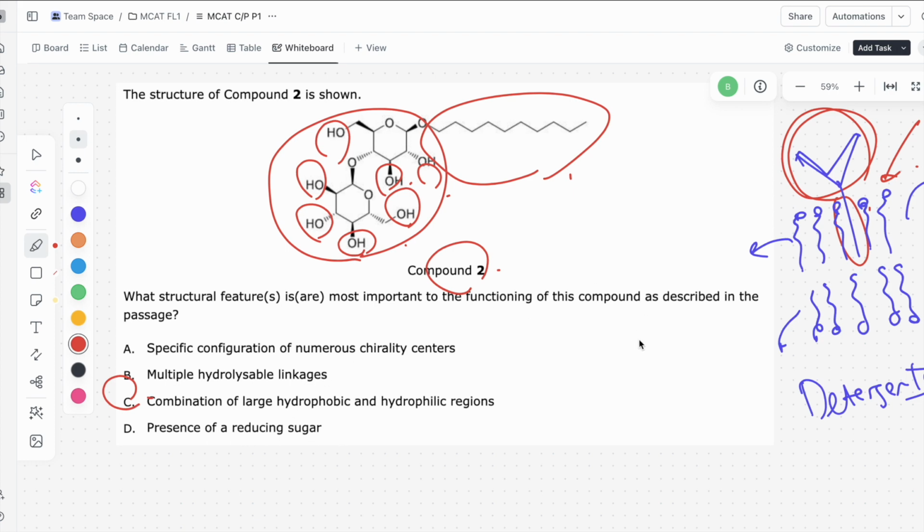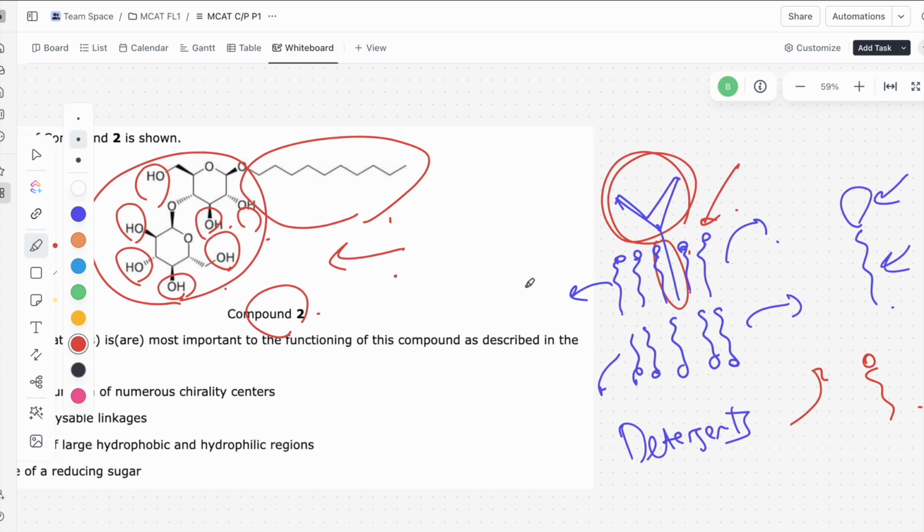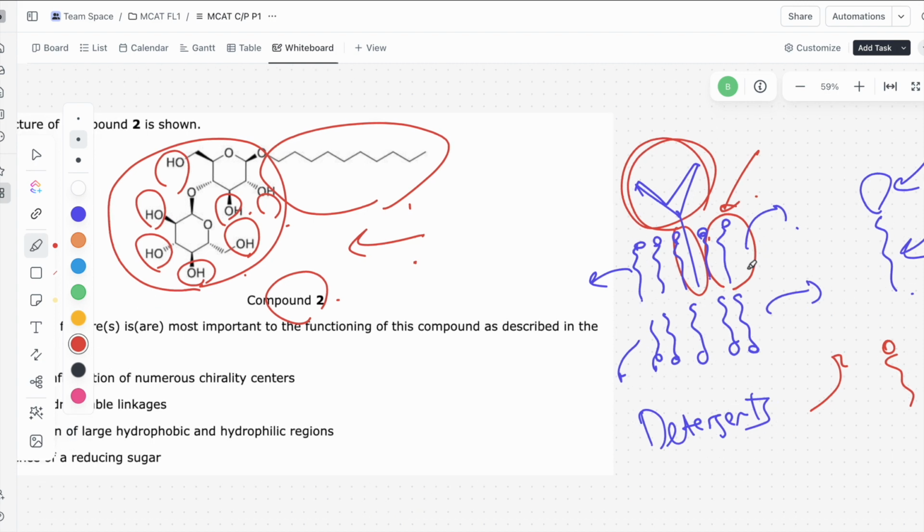Again, detergents are used to dissolve membranes. This is an example of a detergent in that it has a hydrophilic head and a hydrophobic tail that is great for dissolving membrane bilayers, which are also constituted of phospholipids that are both hydrophobic and hydrophilic.